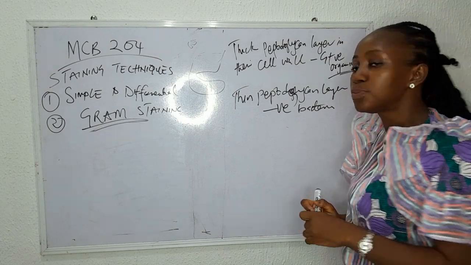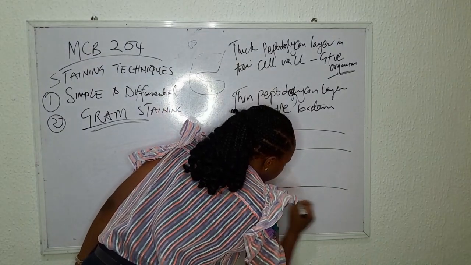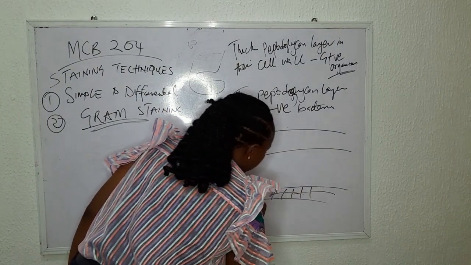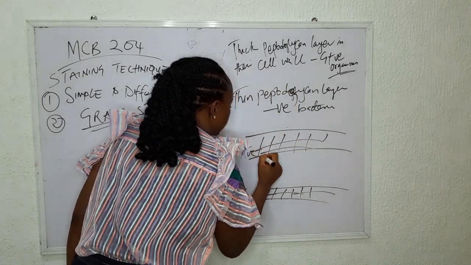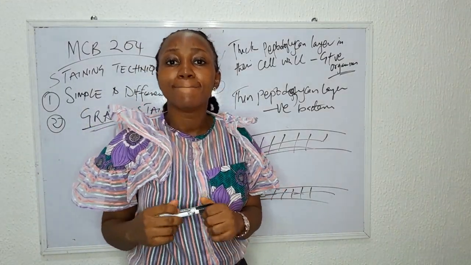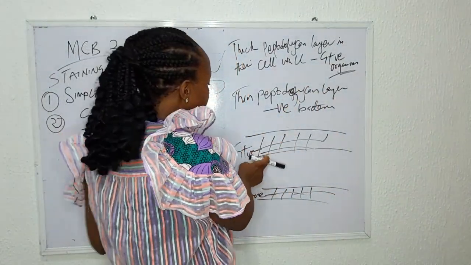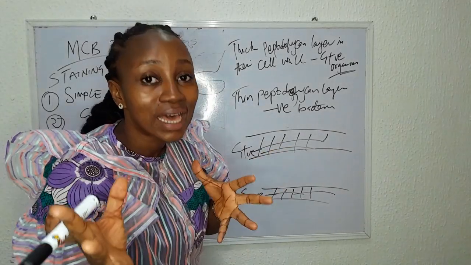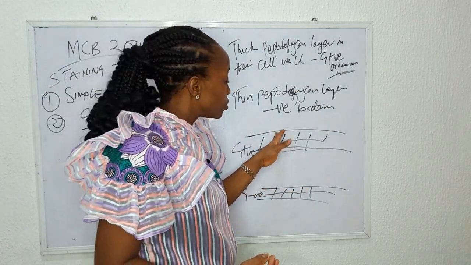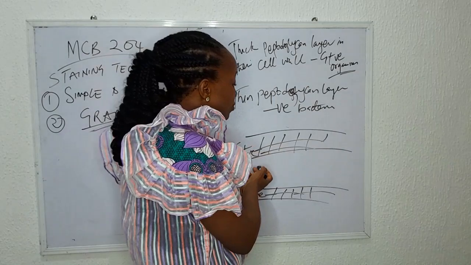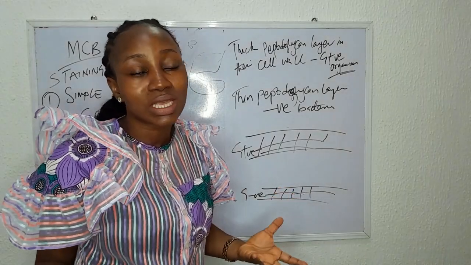Now, this is a pictorial view of the cell wall. This is gram-negative, and this is gram-positive. The presence of this peptidoglycan makes the primary stain, the first thing you apply on the cell wall, be retained in gram-positive organisms. This peptidoglycan does not allow the stain to go off when you decolorize the cell with alcohol. But unlike gram-positive organisms, in gram-negative organisms, this thin peptidoglycan layer cannot retain the stain when you use a decolorizer.